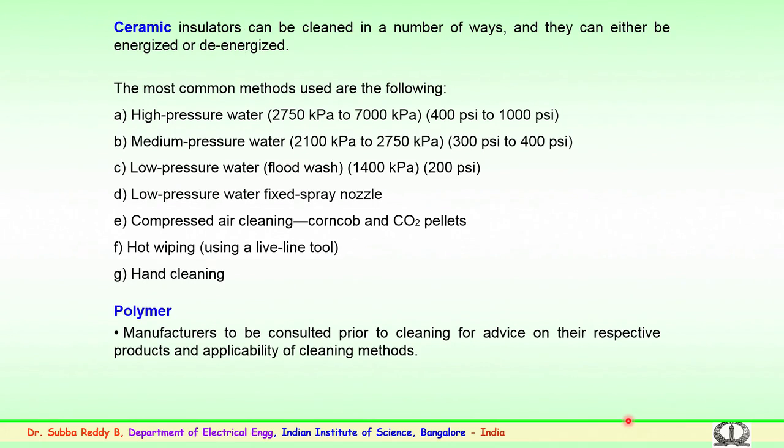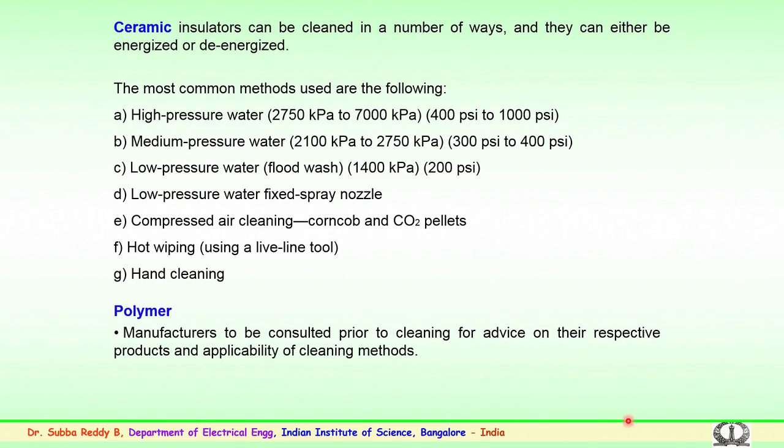Ceramic insulators can be cleaned in a number of ways. They can be cleaned either, as mentioned, during energized conditions, that is hotline maintenance, or during switched-off conditions, that is de-energized condition. The common methods used for the ceramic or glass type of insulators in the transmission system are the following. Various methods are being suggested and practiced by the utility personnel.